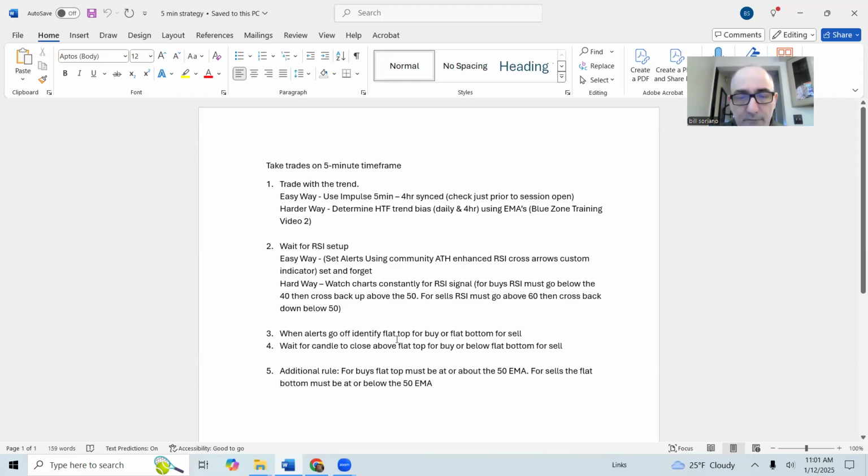When the alerts go off, you then identify a flat top for a buy, flat bottom for a sell. You wait for a candle to close above that flat top or below that flat bottom for a sell, above the flat top for a buy, below for a sell.